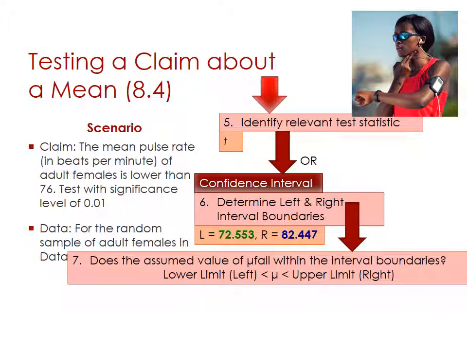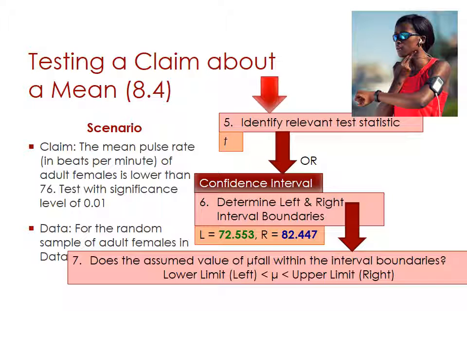Now we're moving into doing our interpretation. Our interpretation rule asks, does the assumed value of mu fall within the interval boundaries? If we set this up as a numeric statement, it's going to look something like this one down here. It has the lower limit, or our left-hand value, less than mu, and mu less than the upper limit, or the right-hand value. That is the language we need to set the problem to.